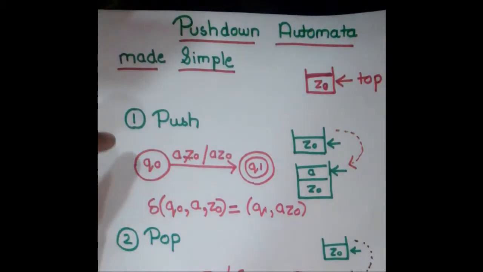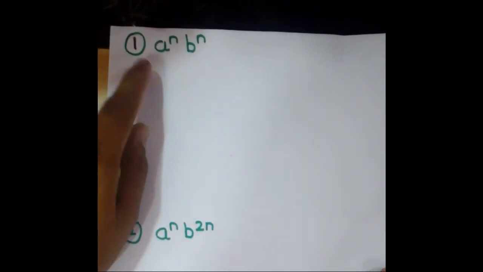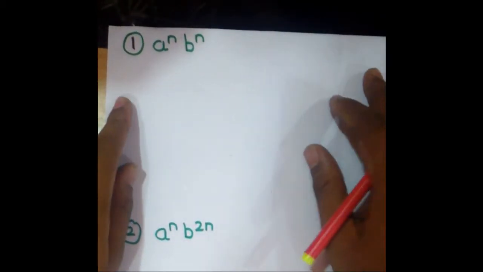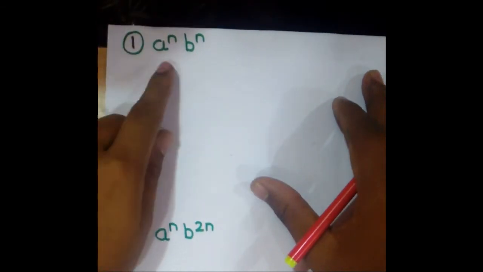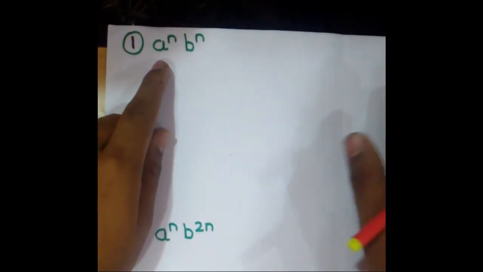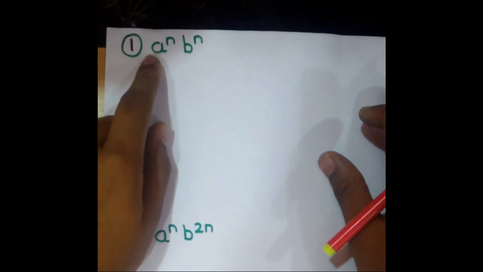Now let's solve a problem of pushdown automata. We will use these basic three operations to solve a problem. So let's get started. First, our problem is a raised to n and b raised to n. For equal number of a, we need to remove equal number of b. So how can we do this problem? First, we will insert all the a's into a stack. Then depending upon the b, we will remove that much a.